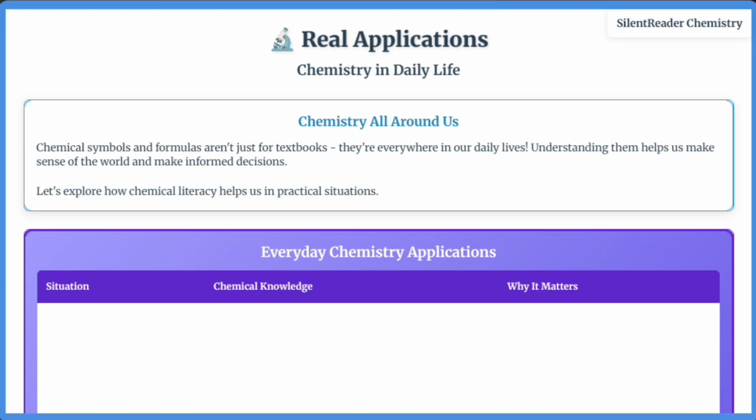Chemical literacy opens doors to healthcare, engineering, environmental science, food science, education, research, and manufacturing careers. Even if you don't become a chemist, this knowledge is valuable in many fields.